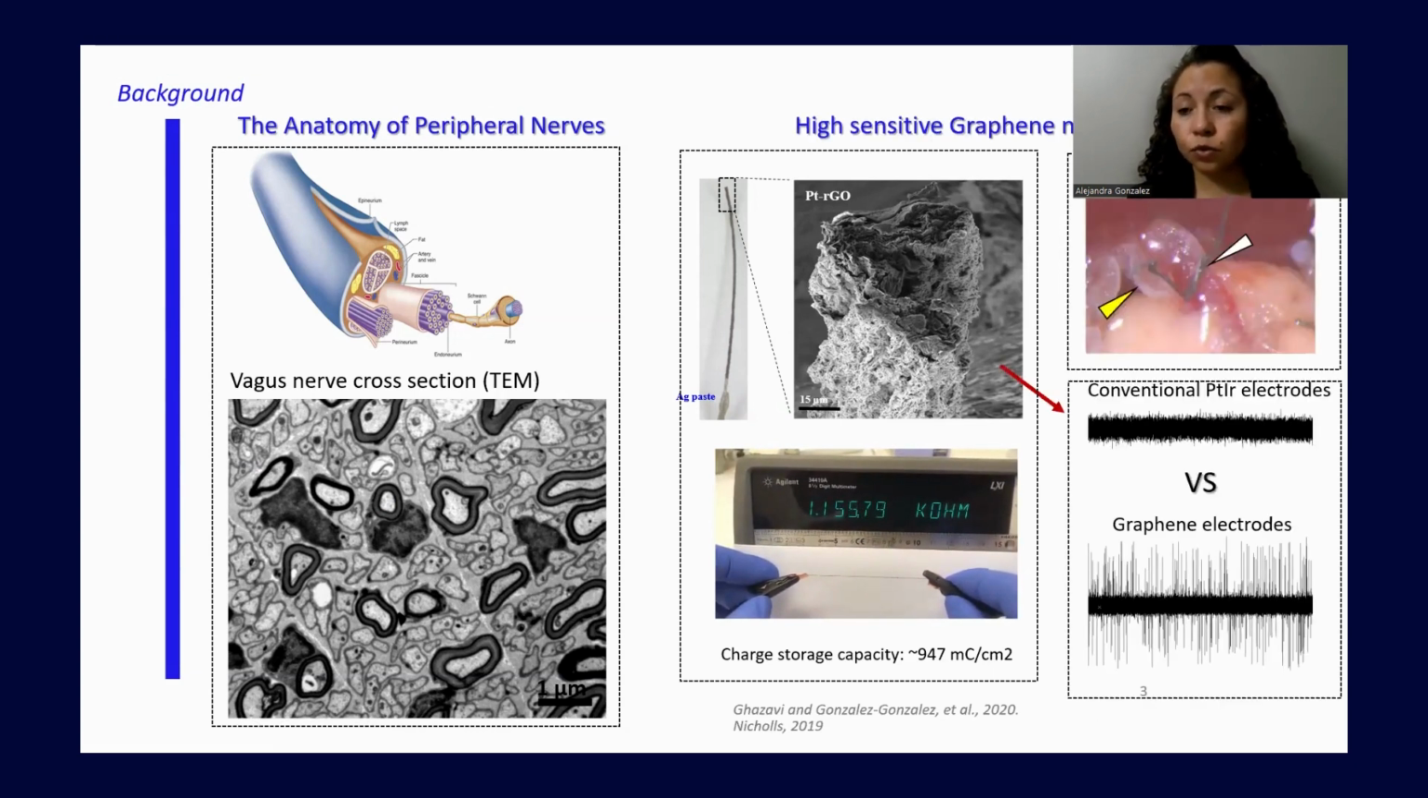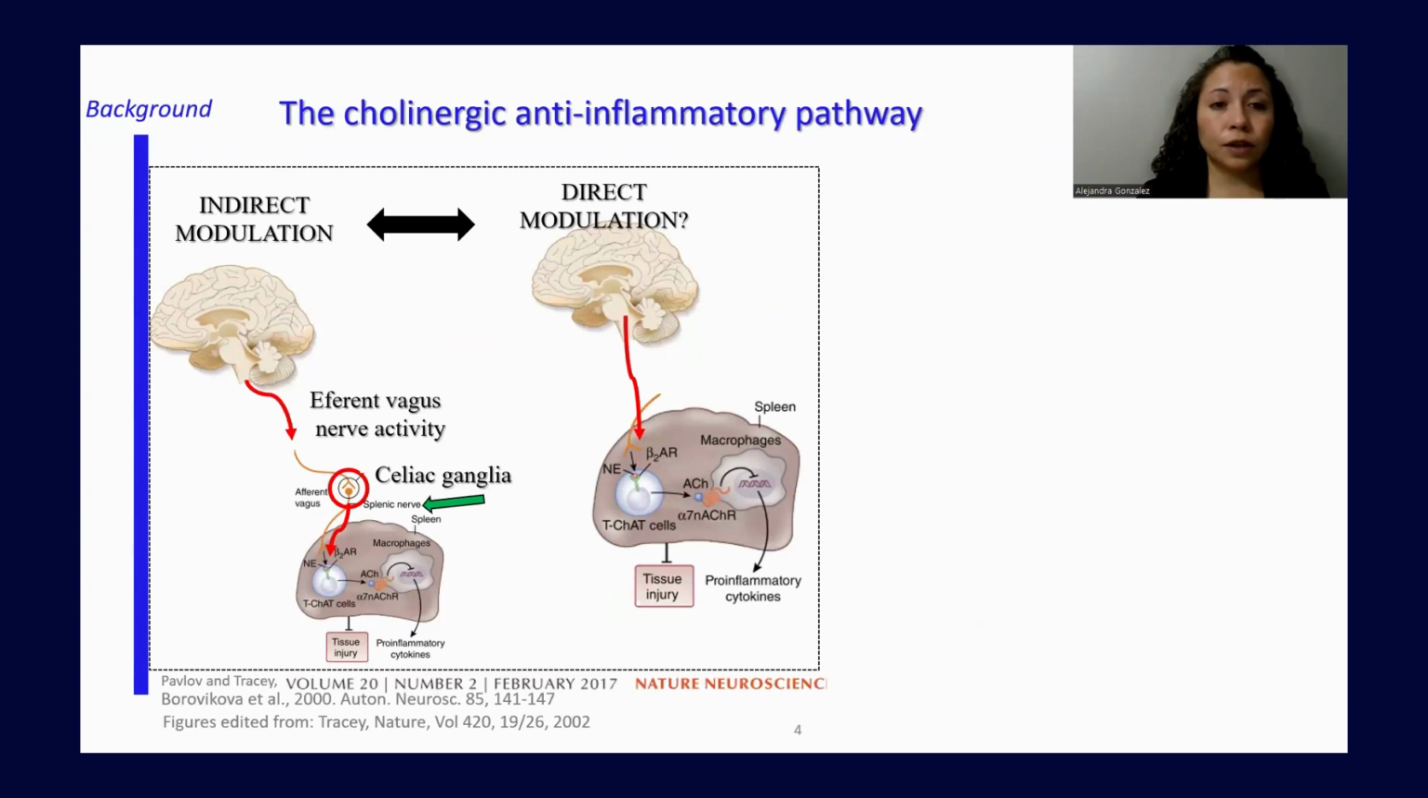We use these electrodes to implant the neurovascular plexus in the spleen, as we can see on the right. When we compare with conventional electrodes, we observe that the performance of the recording was really improved. We were interested in the study of the cholinergic anti-inflammatory pathway. Why? Because in the last decades, interest has increased due to the discovery that by stimulating the vagus nerve, we reduce systemic inflammatory cytokines.